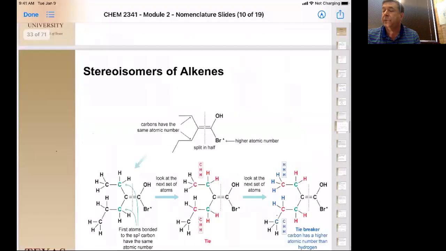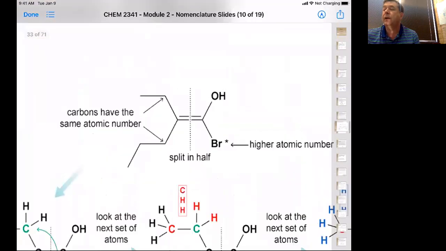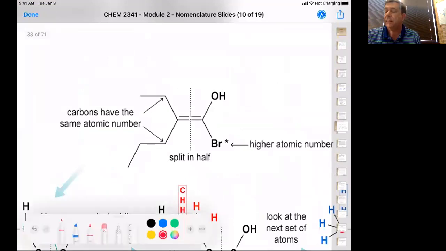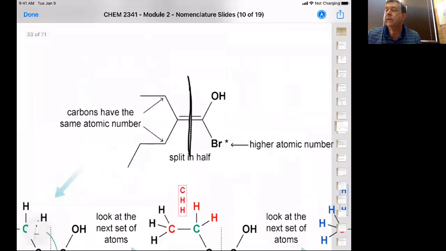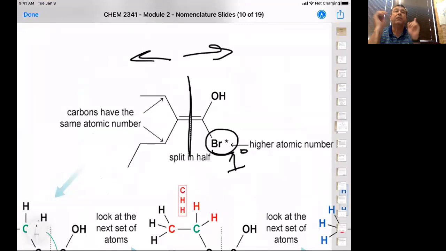So let's do that example here. Over here, it's the same molecule, and we're going to do the same thing. We're going to split it in half down the middle here, and we're going to look at one side first and then the other side. So this side's easy, right? Because bromine, we already know, has a higher atomic number than oxygen, so it has priority. However, let's go to the other side.